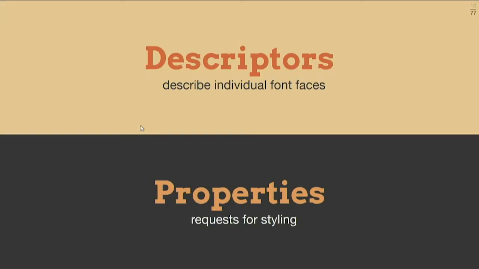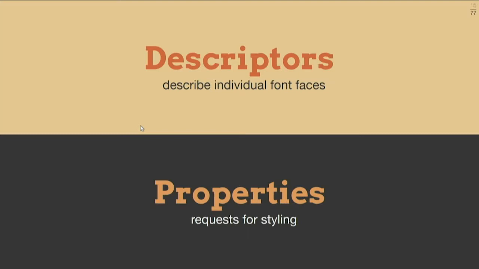Okay, so I guess if I asked you what's a CSS property, everyone will go, yeah, that's basic, we know that. But could you explain the difference between a descriptor and a property? A descriptor says what the font can do.